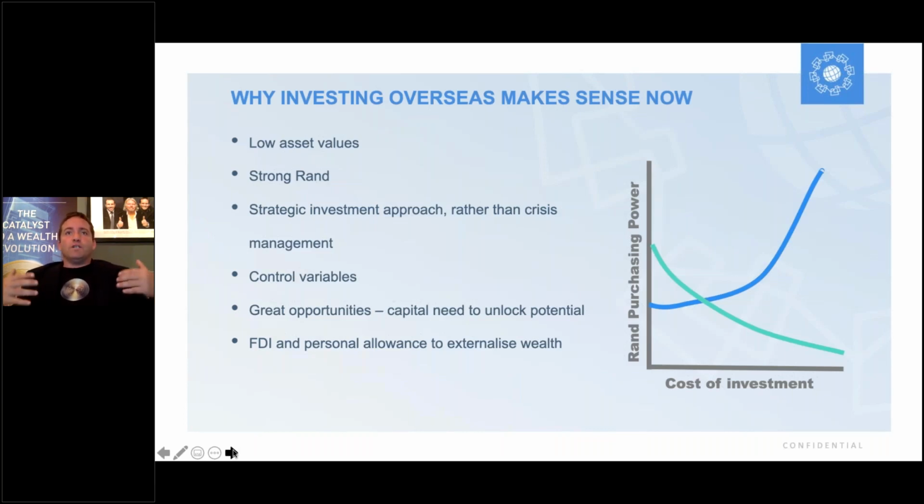Well, you've got low asset values. Now, obviously, they've grown quite a lot over the last couple of years, but they're still low and a fairly strong rand. And unfortunately, this is a little diagram on the right here, but the cost of your investment is in blue and it's just continuing to rise. And the value of your currency, the rand, is devaluing. And that gap is just getting wider and wider.